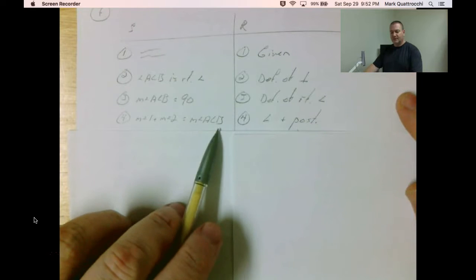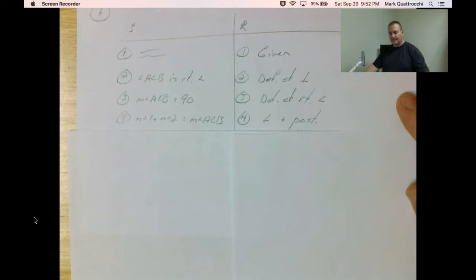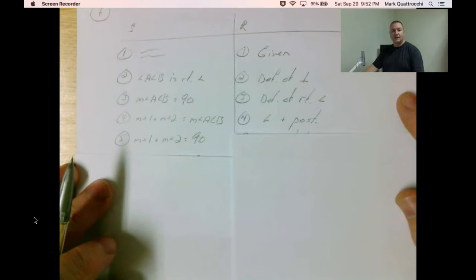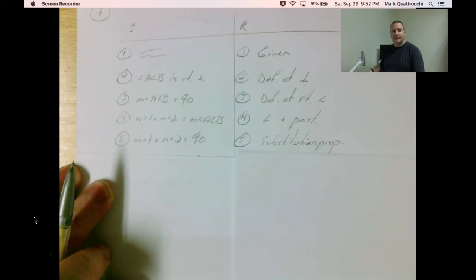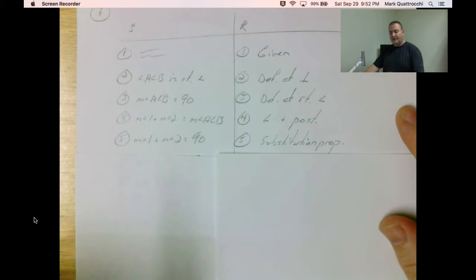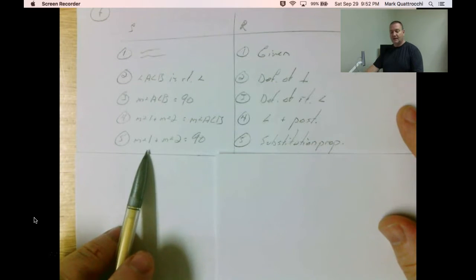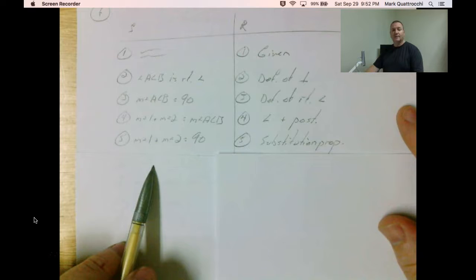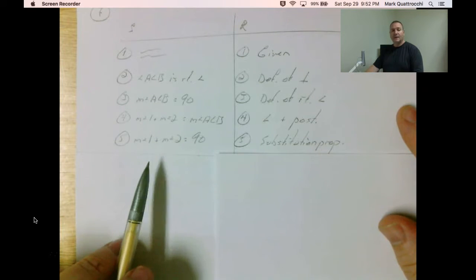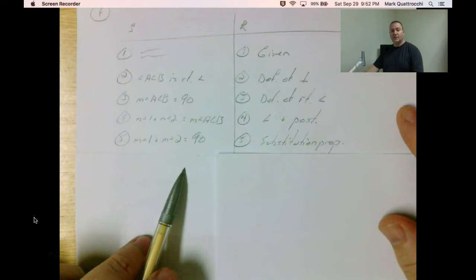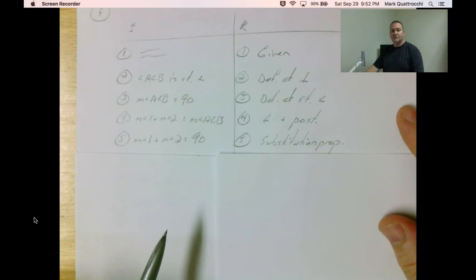I know what the measure of angle ACB is. It's 90. Measure of angle 1 plus measure of angle 2 equals 90. Substitution property. At this point, I could do this proof one of two different ways. I could now say angle 1 and angle 2 are complements. Angle 1 and angle 2 are complements, definition of complementary angles.